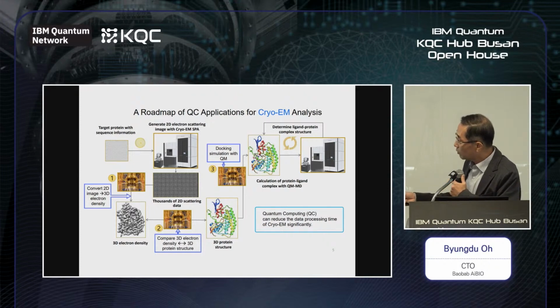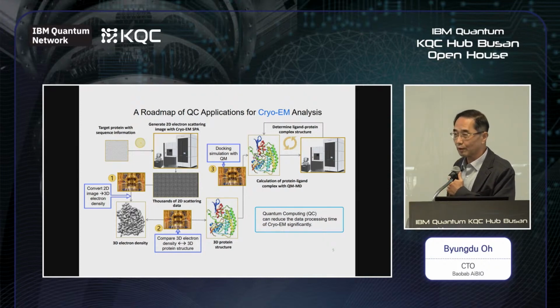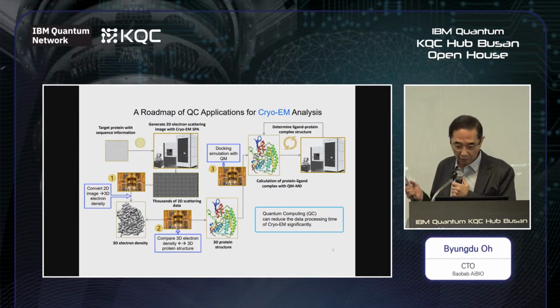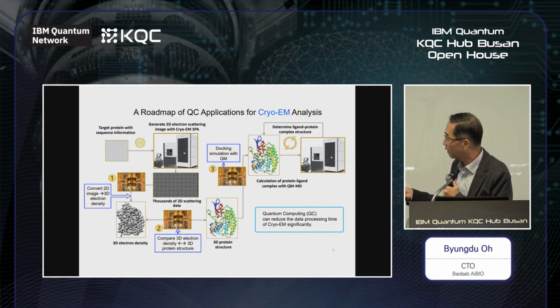As you can see, there are three pictures, the same picture of a quantum computer in three different places. The quantum computer can be used for each different process step. So the quantum computer can reduce the data processing time of cryo-EM significantly. This is very important for us.